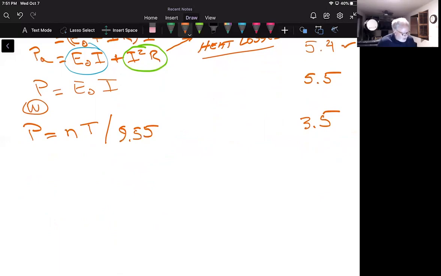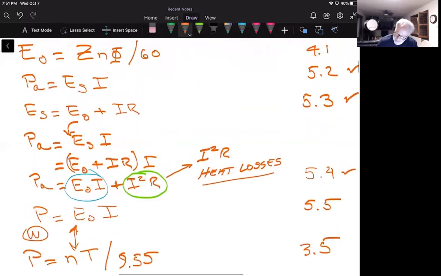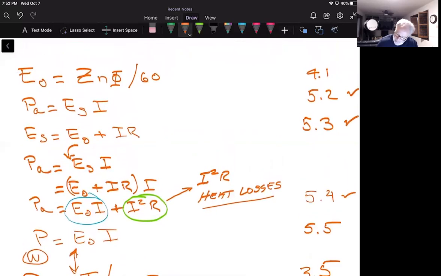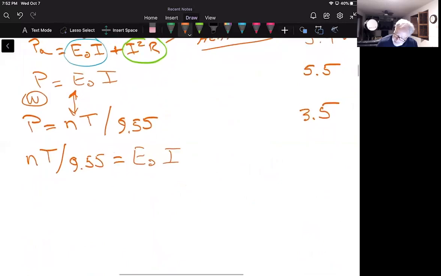Let me write them down first. Okay, so here we go. This power is equal to this, and he says that is equal to this, right? These two things are equal, and that seems pretty obvious. And so I can write that as this. Then I know that E sub O, all the way up here, this guy, I put that into my equation.